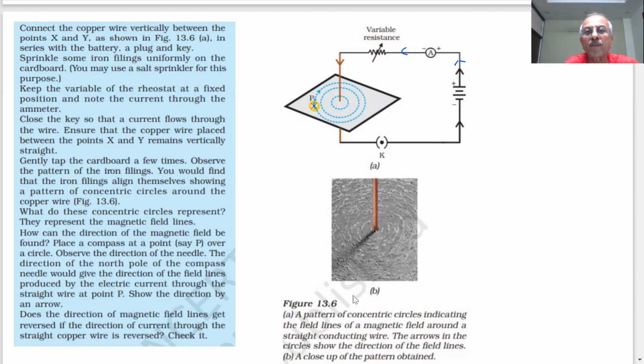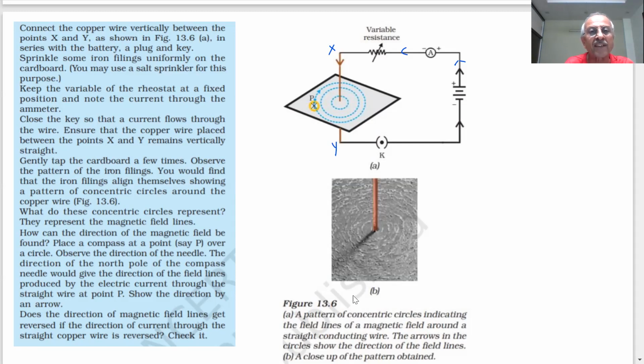You can say these are the points X and Y. As shown in 13.6a, in series with the battery, plug and key. Sprinkle some iron filings uniformly in the cardboard. Iron filings are sprinkled around this. Keep the variable resistor at a fixed position. Fix the position of the rheostat.